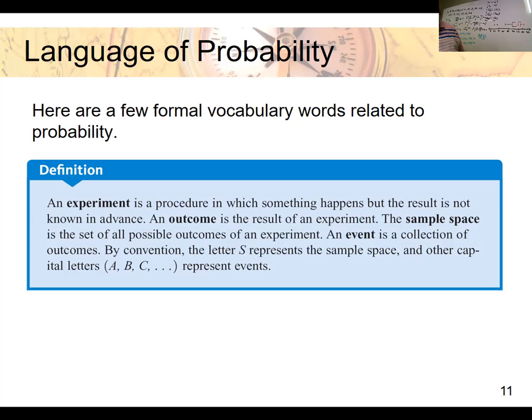So an event could be things like rolling an even number on a fair die. All right, now by convention, the letter S, we represent that as the sample space. The other capital letters, A, B, and C, are represented by events.